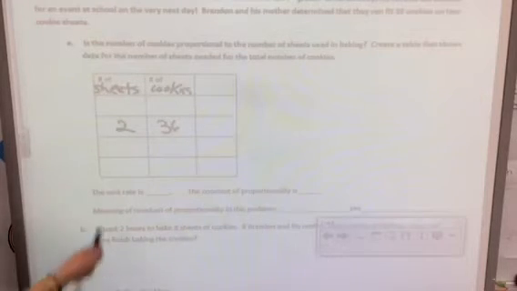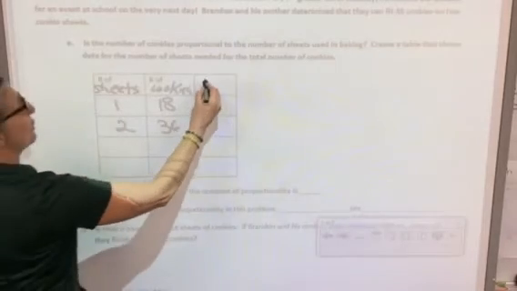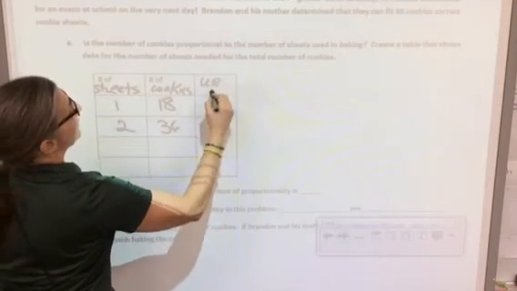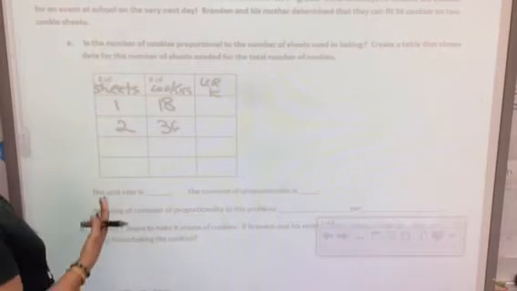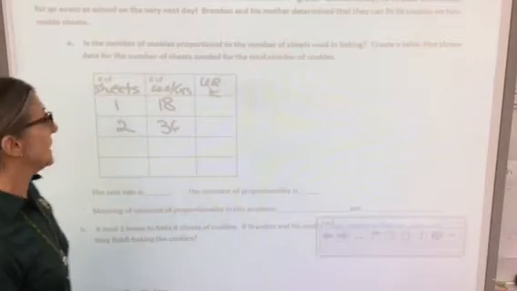So is it proportional? Let's say, if I had 1 sheet, how many cookies would that be? Well, if you divide that by 2, you get 1. If you divide that by 2, you get 18 cookies. That's pretty easy to see. I hope you can see that. Now, if we look at our unit rate, or let's now call it k, the constant of proportionality, to get from here up to here, we want to know how many cookies per sheet.